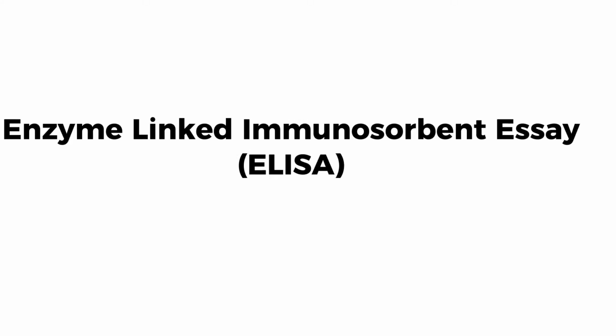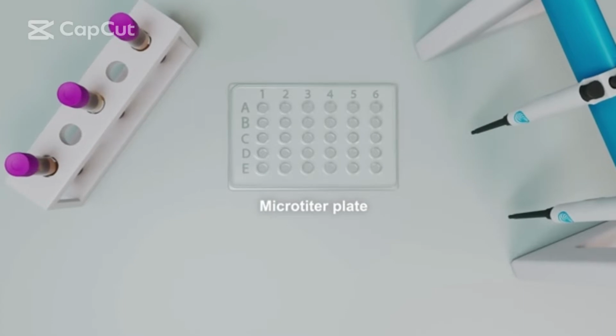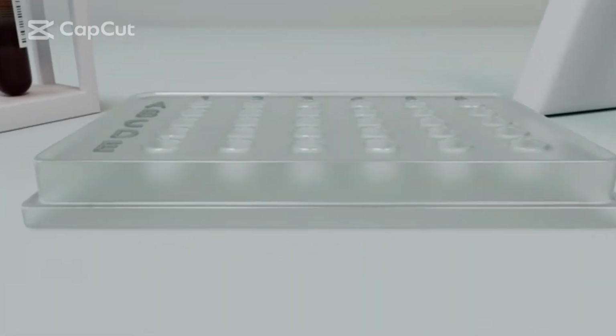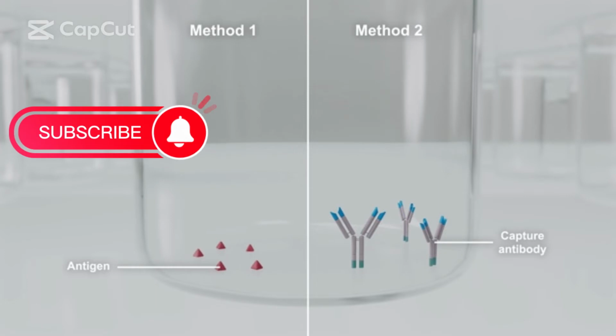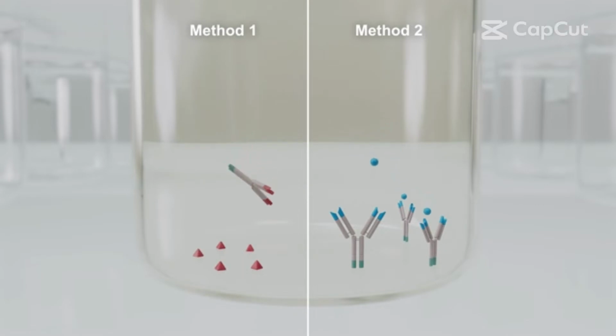Enzyme-linked immunoassay, or ELISA, is used to rapidly detect and quantify specific antigens or antibodies in a patient's serum. First, depending on the method being used, either an antigen or a capture antibody is attached to the surface of a microtiter plate. Then, the patient's serum is added. If the antibody or antigen being tested for is in the serum, it will bind.